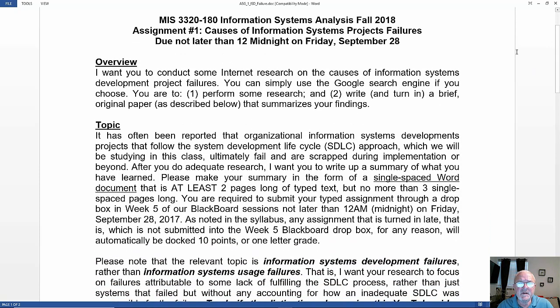Well, I want you to conduct some internet research on the causes of information systems development project failures. You can simply use the Google search engine if you choose. There are two things that you need to do. You are to first perform some research on the internet, and then when you finish and you have enough material, write up and turn in a brief original paper as described below that summarizes your findings.